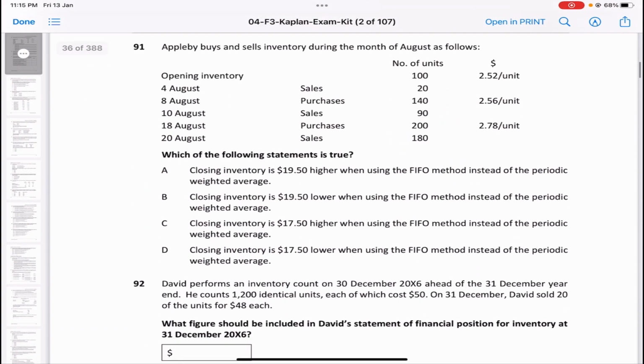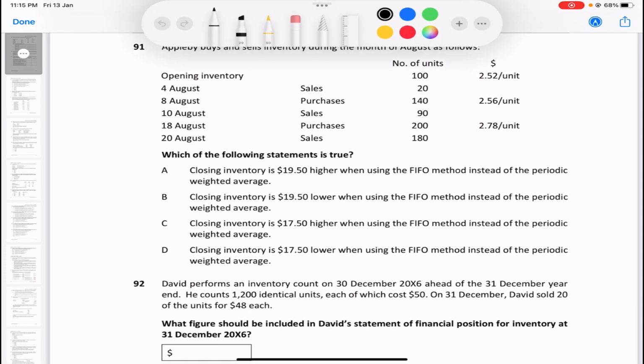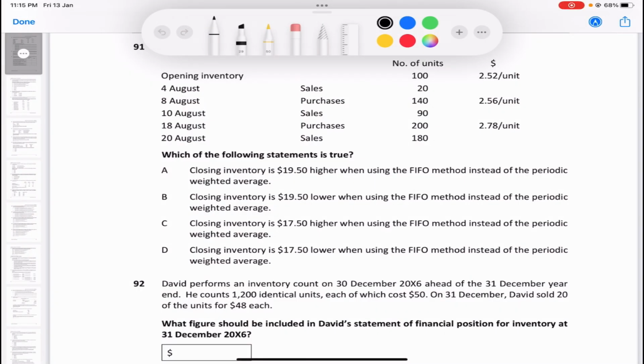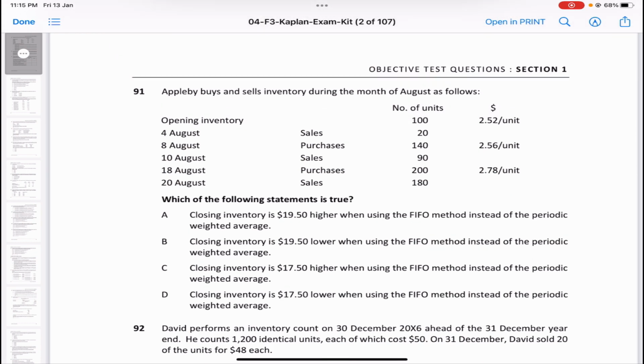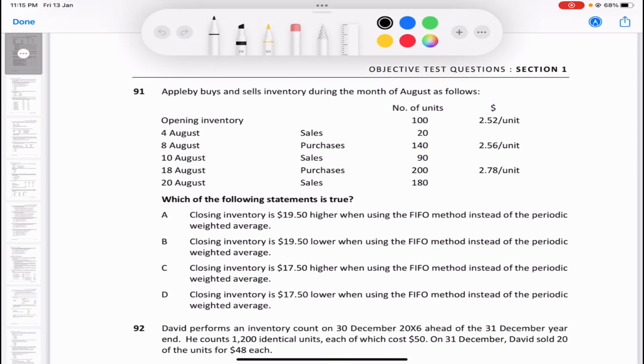So we have to start with question number 91. Apple buys and sells inventory during the month of August as follows. So this is the inventory of Apple. What is Apple? Apple is a particular company. Which of the following statements is true?